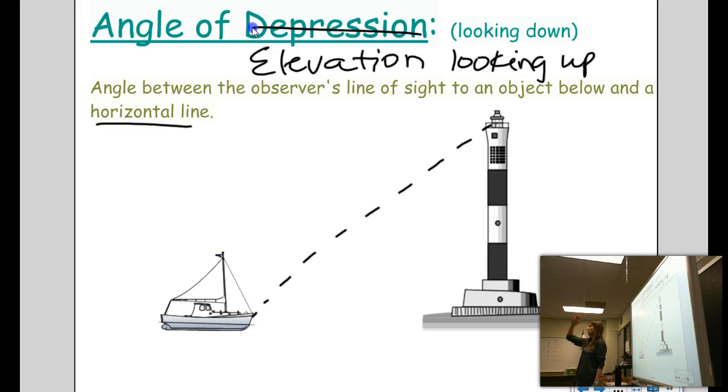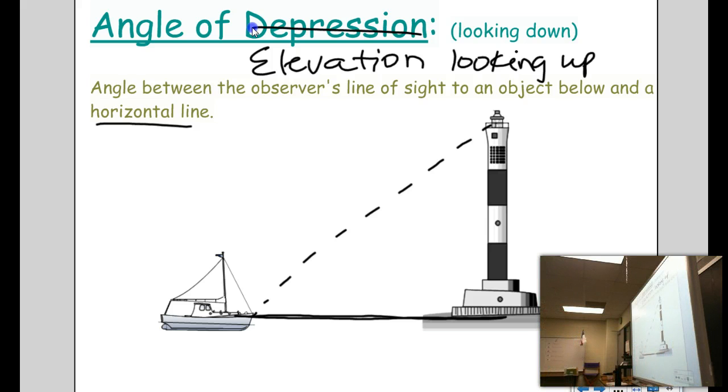Show me with your arm, which way is horizontal? Which way? The horizon, guys, the horizon. It's this way. What's this called? Vertical. So it's always formed with a horizontal line. So draw yourself a horizontal line.